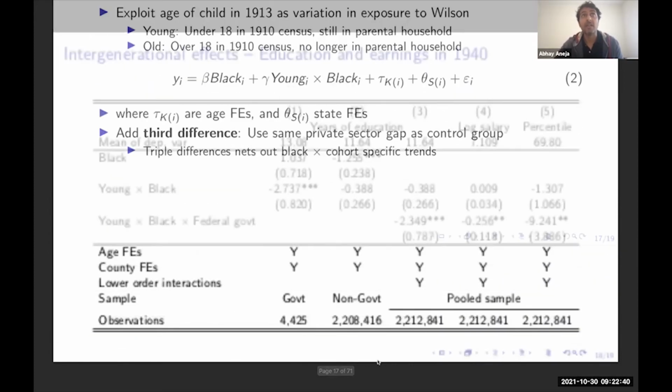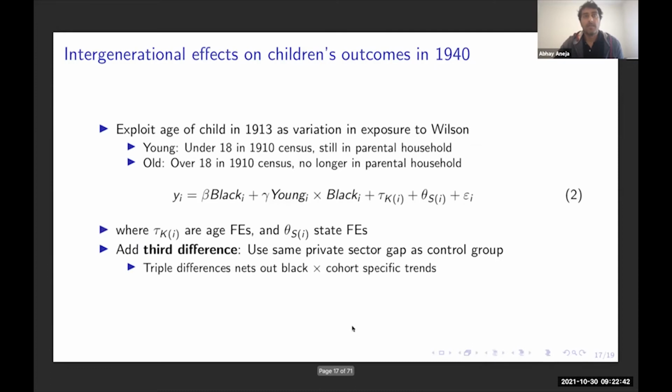And then finally, to wrap things up and get a more complete picture, if you will, of the cost of discrimination, we look at the intergenerational effects.